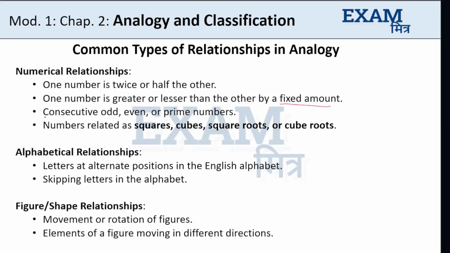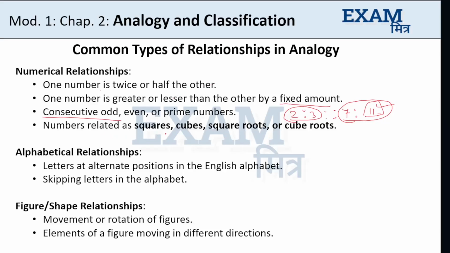Again, consecutive odd, even or prime numbers. For example, if 2 is related to 3, then what is 7 related to? So that means here we need to find some relationship. We can see that 2 and 3 are consecutive prime numbers. So what will be the consecutive prime number if we begin with 7? The next prime number is 11. So this will be 11. So this can be based on consecutive prime numbers as well.